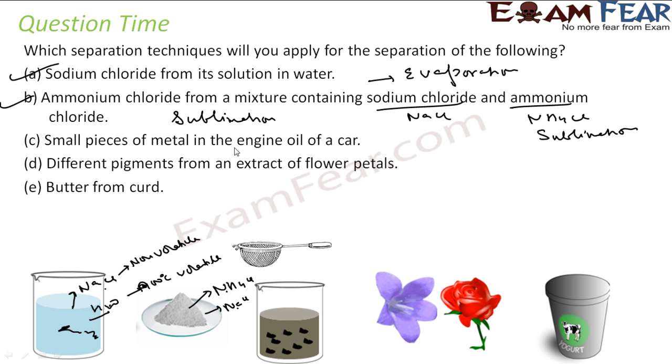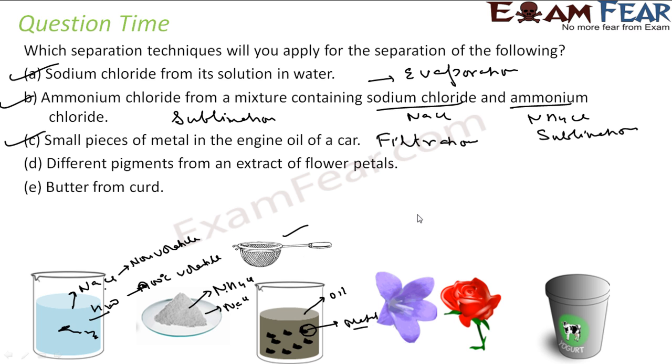Small pieces of metal in the engine oil of the car. If you see the engine oil of a car that is used, it will have small pieces of metals. For example, this is an engine oil and this is a small piece of metal. Since these small pieces are pretty big, you can actually use a filtration process. You can use some sieve or filter paper to filter out the small metal pieces. It is filtration because these particles are big enough to be seen by naked eyes as well, and they will not pass through filter paper.